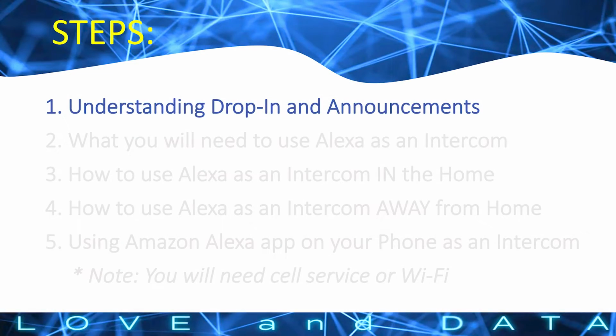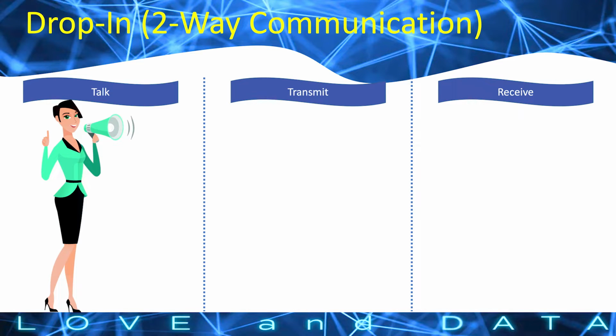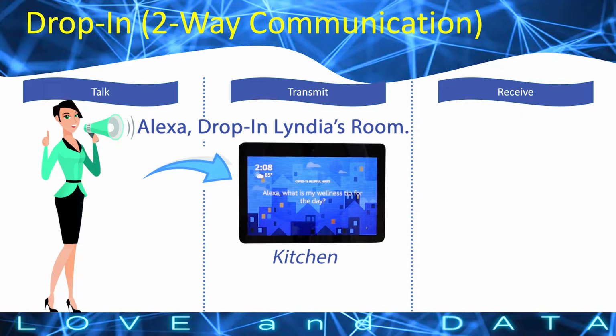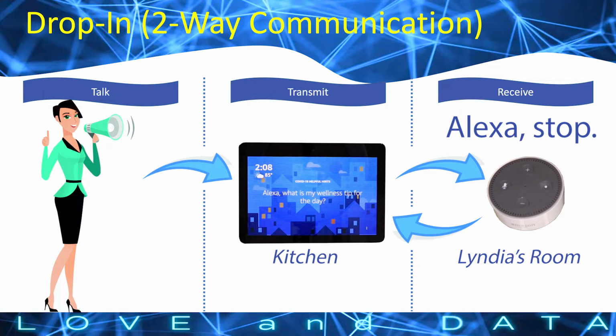Step 1, understanding drop-in and announcements. Drop-in is a two-way communication, and you initiate it by talking and saying the wake word. For example, Alexa, drop in Lindia's room. And then it's received by Lindia's room, and then you have a two-way communication indicated by the two arrows. And you can keep on going as long as you want, until one of you says, Alexa, stop. And that ends the two-way communication.